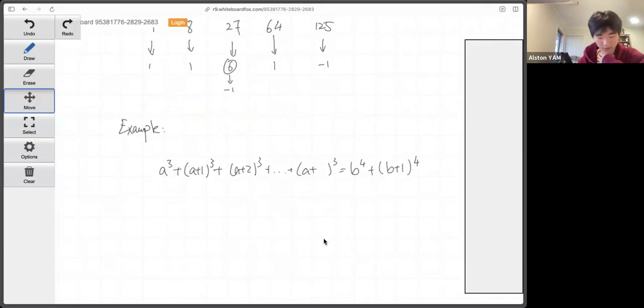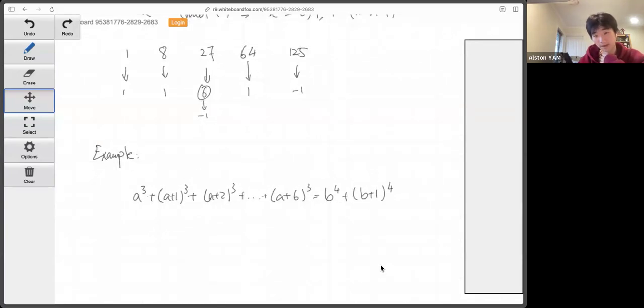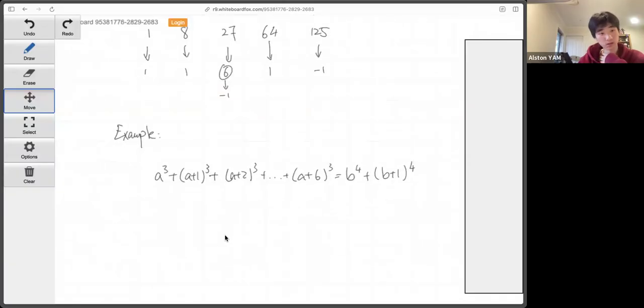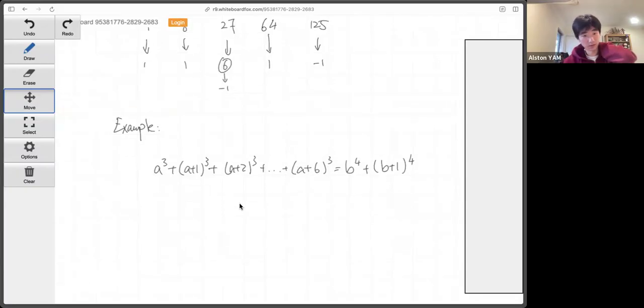So that's a plus 6, not a b. So a cubed plus (a plus 1) cubed plus (a plus 2) cubed plus all the way to (a plus 6) cubed equals b to the 4 plus (b plus 1) to the 4. And we want to show that this thing does not have any integer solutions. Okay, I think I'm going to take 3 minutes before I come back to this question.